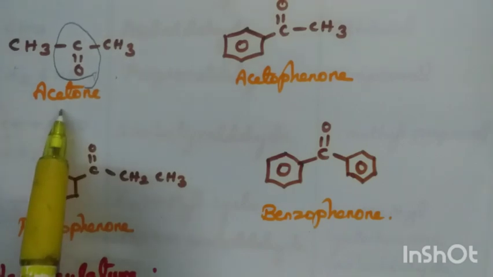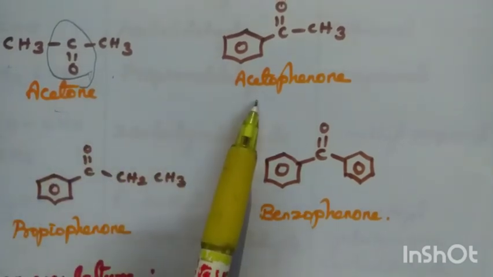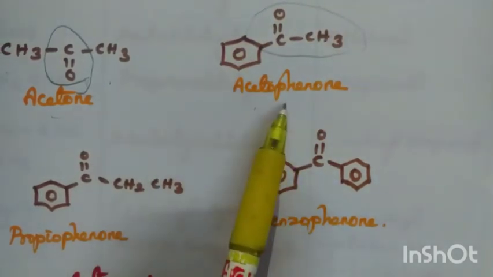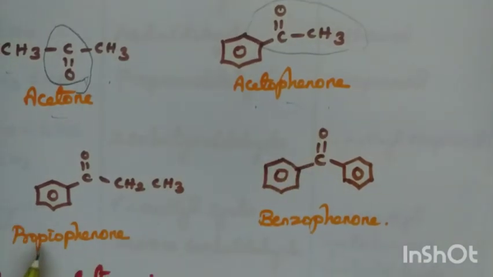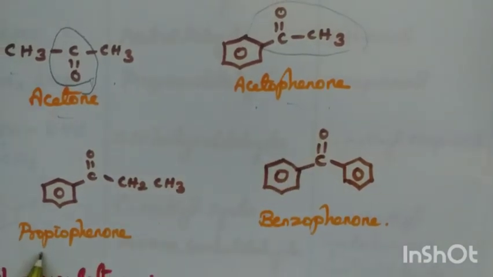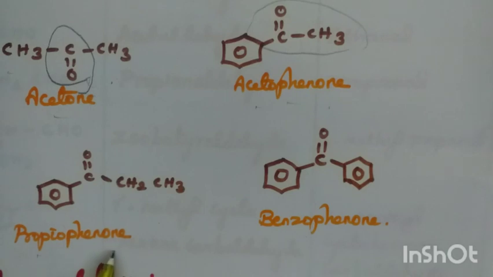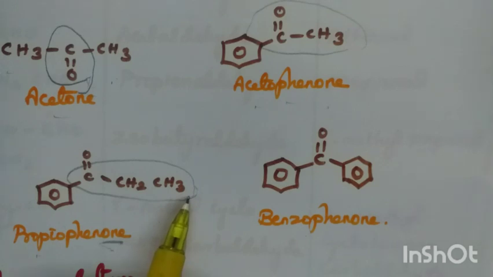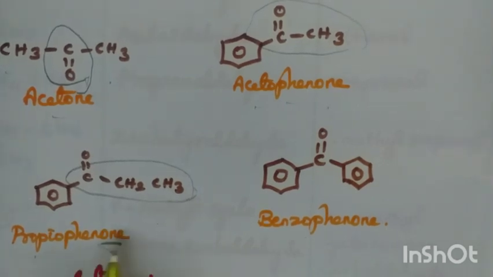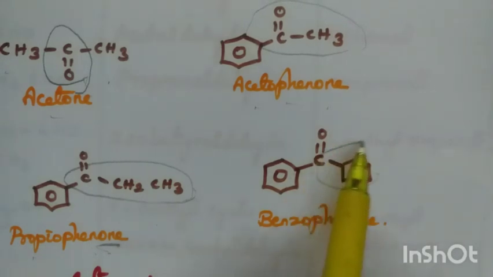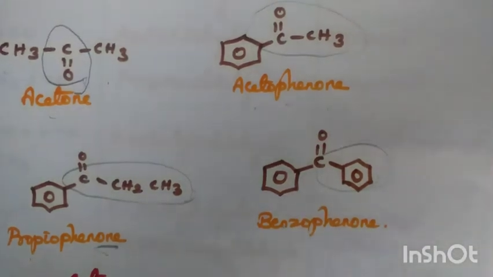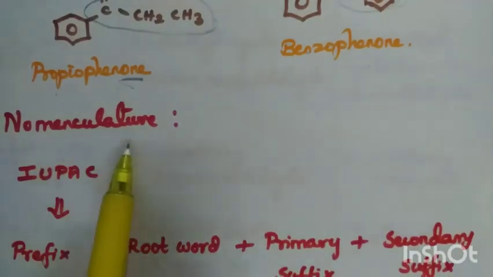So this is called acetone. The next is acetophenone. Now ketone means you have to end with one. Aldehyde means al. Alcohol means ol. So here it is a ketone, so the name should end with one. This is 3 carbon, no? Propionic acid derivative, so propiophenone. This is benzo, a phenyl group is there. So benzophenone. The phenyl group is attached here. So it is benzophenone.